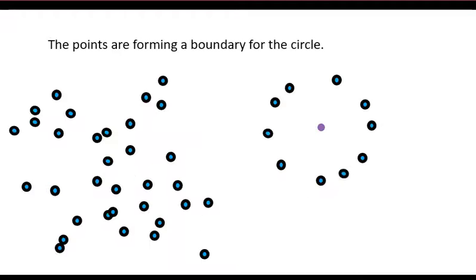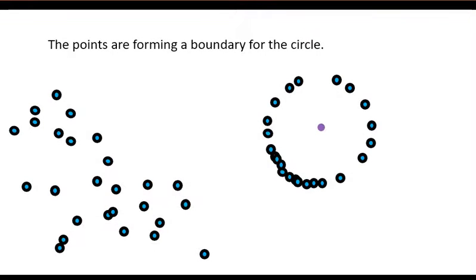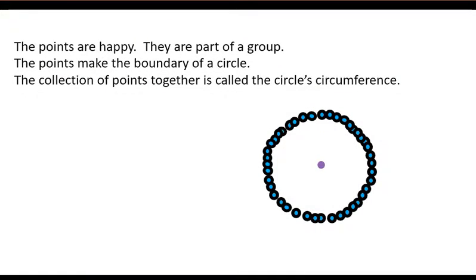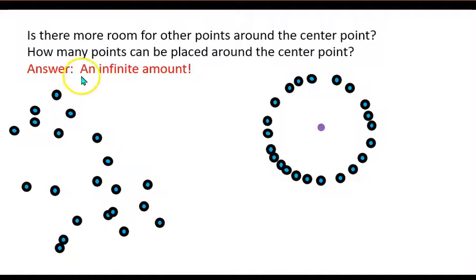Now, we could have these points form a square or maybe a triangle. But in this case, we're moving all of the points around that center point 3 centimeters away. And they're going to form the boundary of a circle. Now, we still have some points left. How many points can we move around the center point? You're right. We can move an infinite amount of points around.